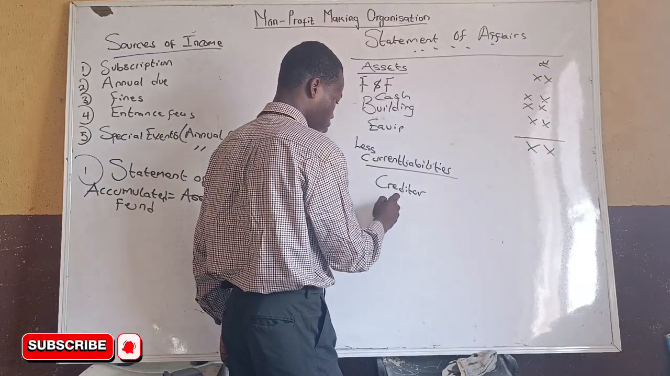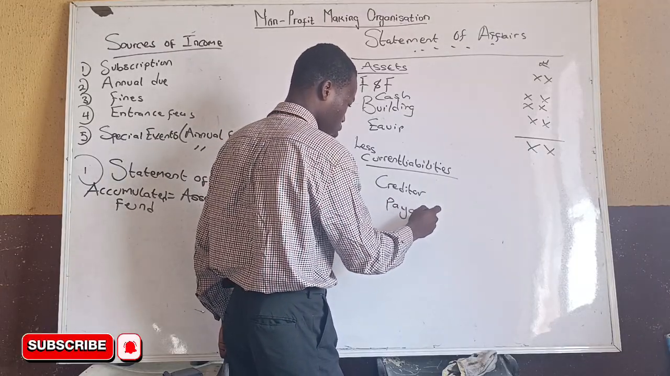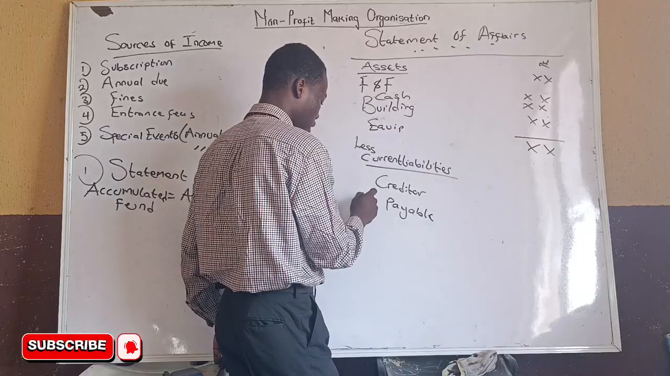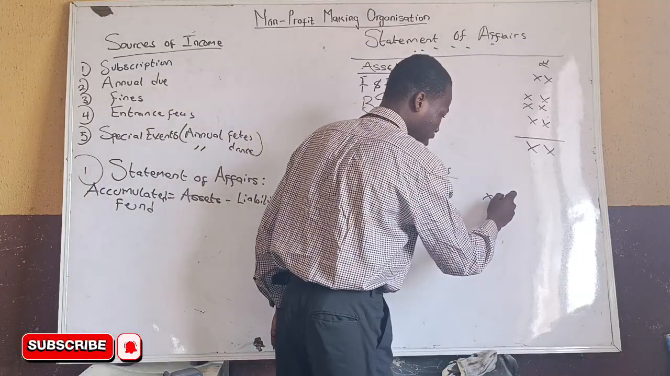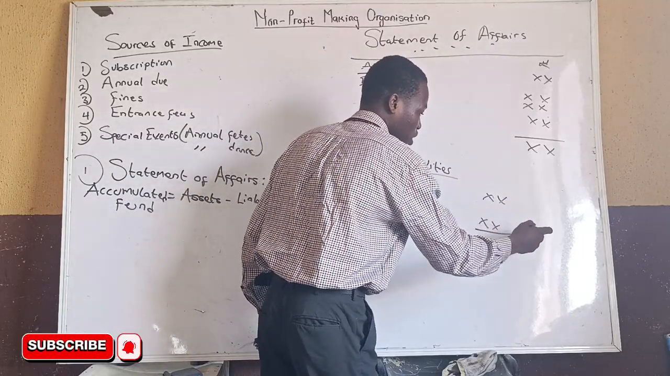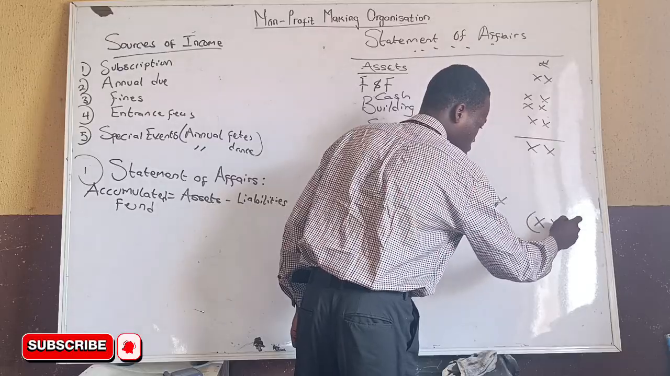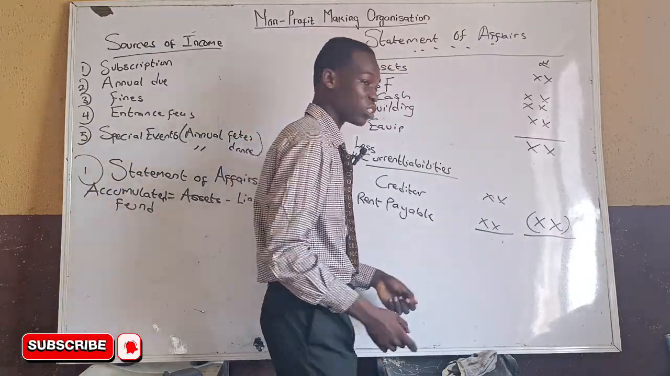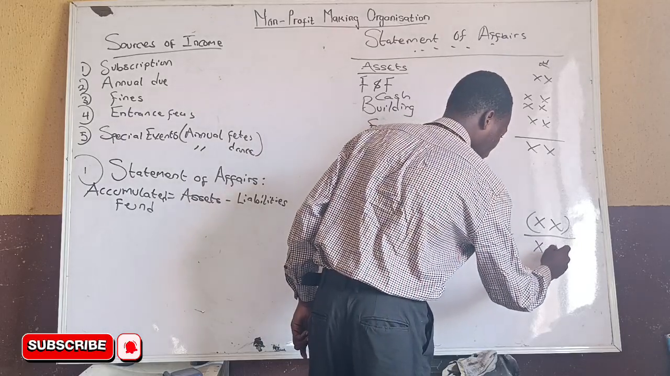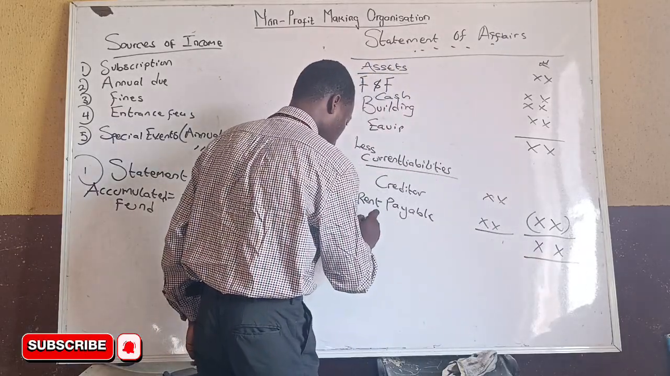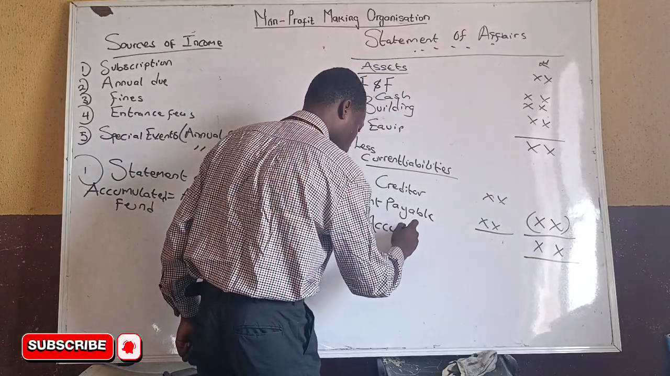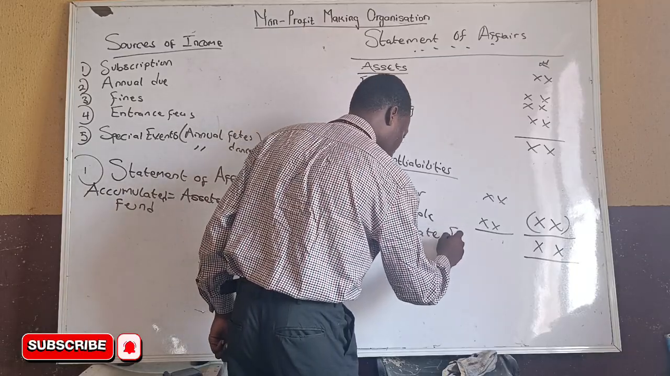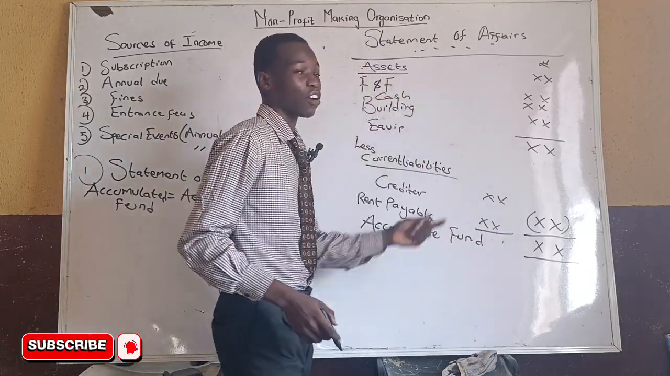And so payables, maybe like rent payables. So when you add this up, the result you are taking it to this place, then you put it inside bracket. When you put it inside the bracket, it simply means that you want to deduct. So subtracting that, your result is called accumulated fund.